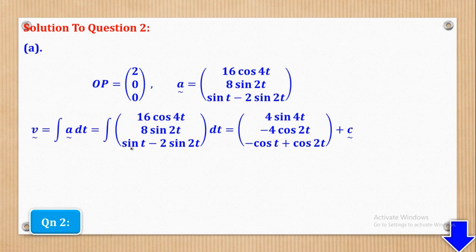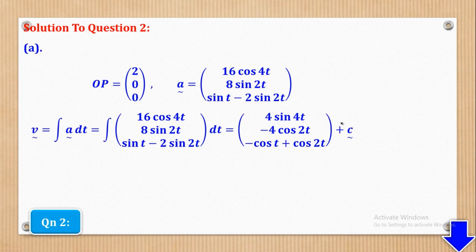Now for the last one, sin t, the derivative is 1, so anything divided by 1 remains the same. So the integral of sine will give me negative cos t. Then for this part, the derivative of 2t is 2, so this 2 divided by 2 gives me 1, that's why here there is 1. Then I'll integrate sine to come up with negative cos. Now the negative cancels with this negative to give me a positive here.